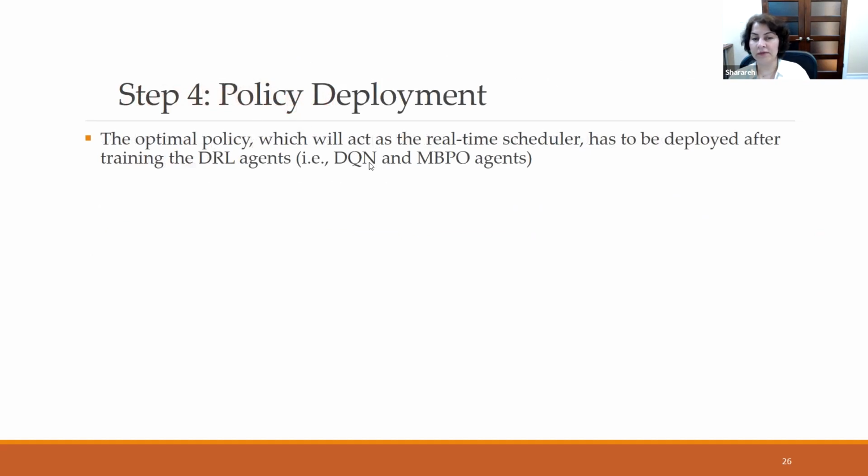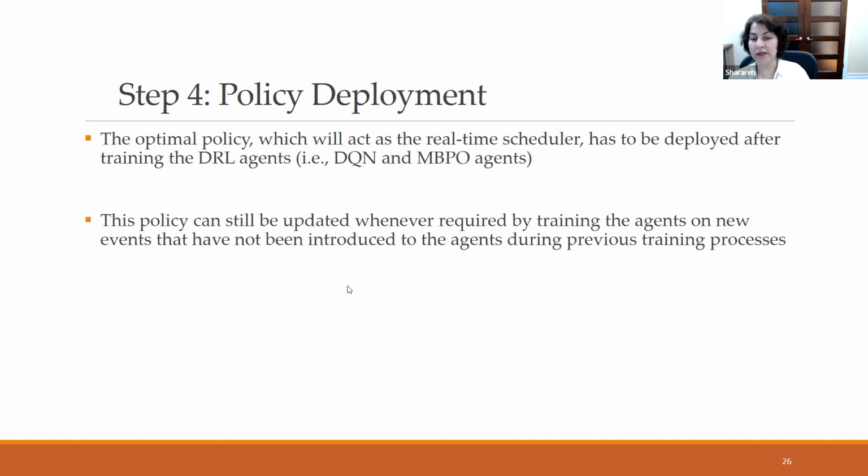The policy that comes from these two agents eventually needs to be implemented, and then the performance needs to be evaluated, which is in step 5. But we also have to consider that this policy can be updated whenever we need to train the agent on new events. It doesn't really require new training, but the policy can be updated. If the agent observes a new event that hasn't been trained on before, then it can learn from that and update the policy on a continuous basis.